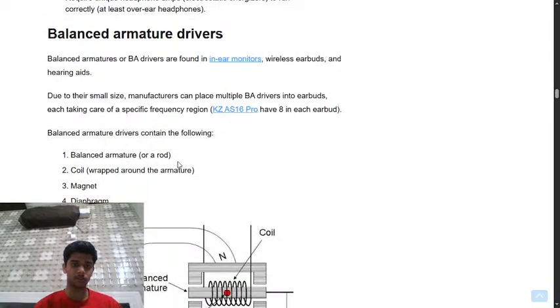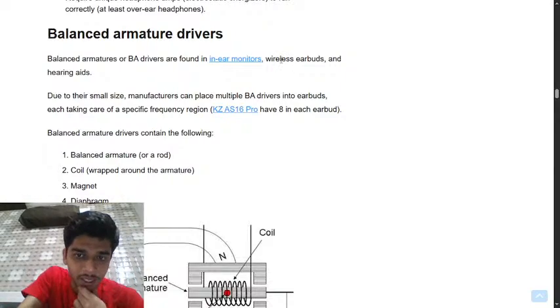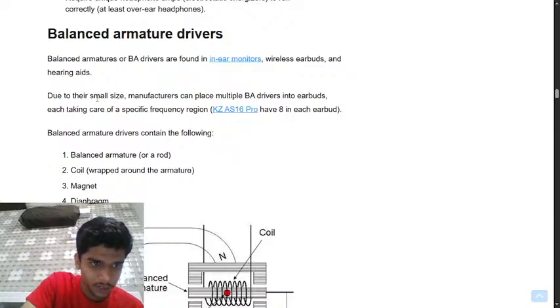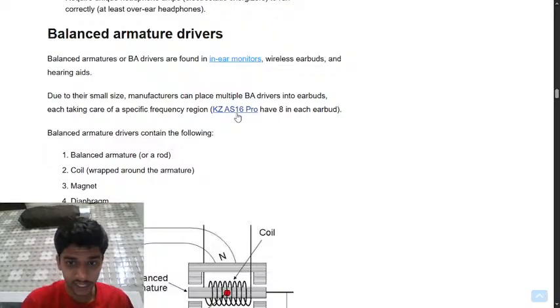Balanced armature drivers. Balanced armature, or BA, drivers are found in in-ear monitors, wireless earbuds and hearing aids. Due to their small size, manufacturers can fit multiple BA drivers into the ear, each taking care of a specific frequency region. The KZ-AS16 Pro has 8 in each earbud.